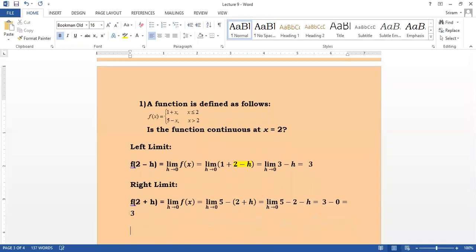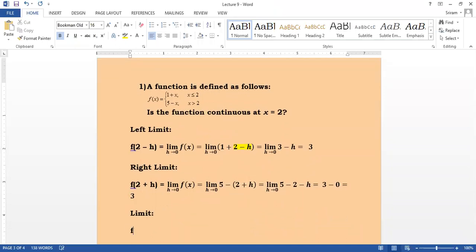Now, finally, I am going to find the limit value. What is the meaning of limit value? I am going to find what is f of 2. What is f of 2? So, when I take limit x tends to 2, what is the function value? Can you say which value we have to take for this? Which f of x are we going to take now?